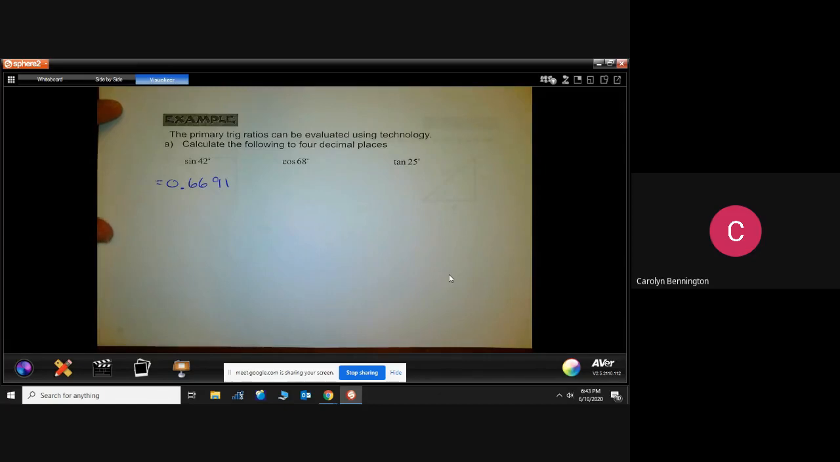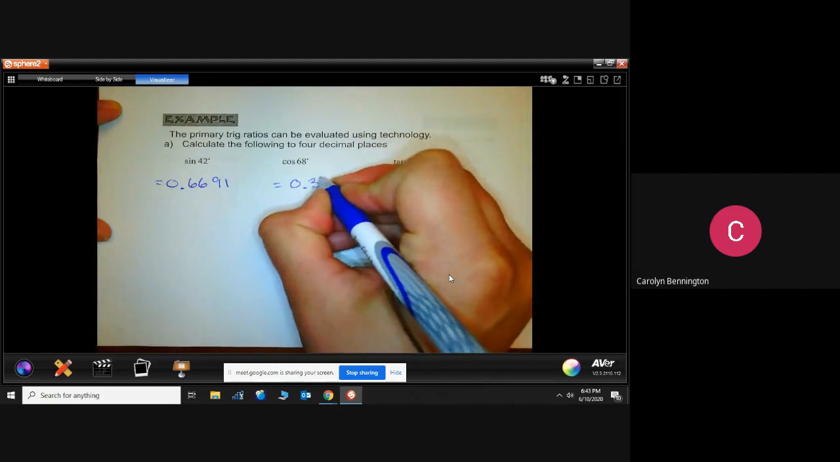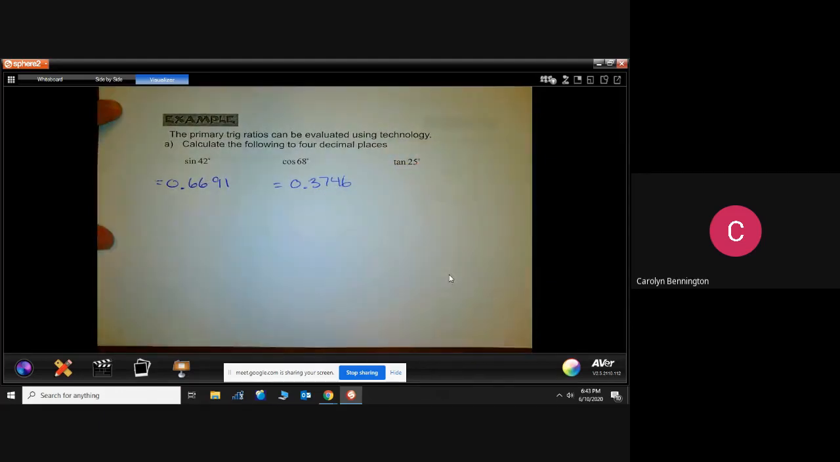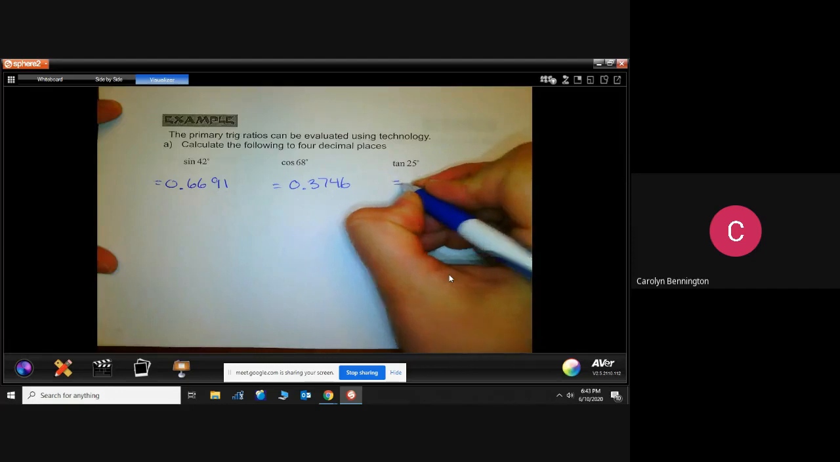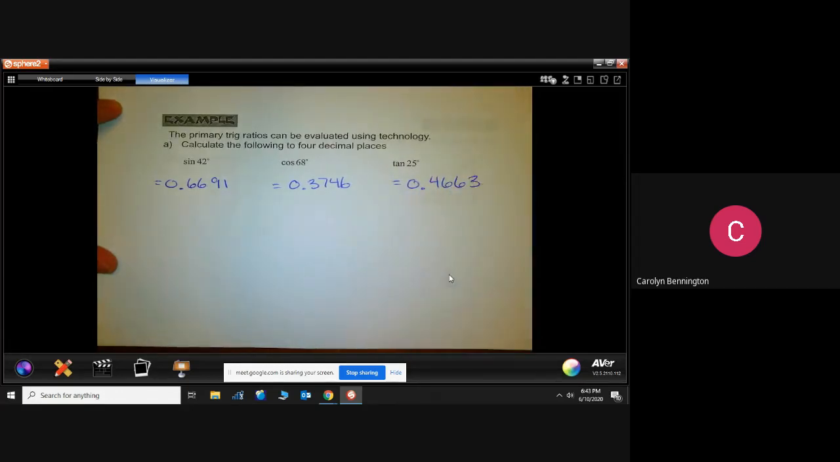For the next one, cosine 68, when we type that into our calculator, we get 0.3746. And again, it continues on, but we'll just use the first 4 decimal places. And for the last one, tan 25, we get 0.4663. And again, it continues on, but we will just stick with the first 4 decimal places.